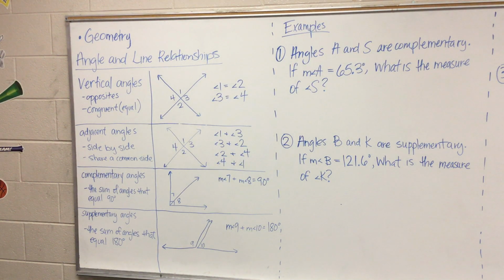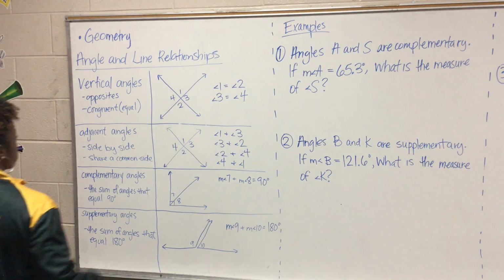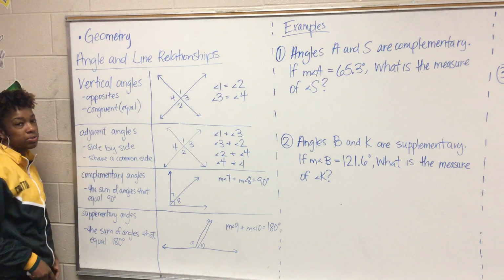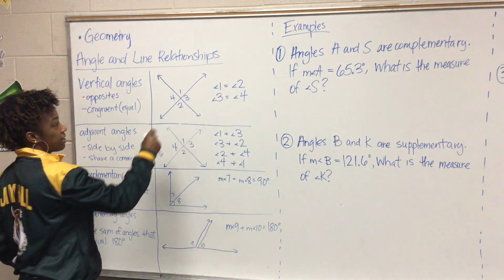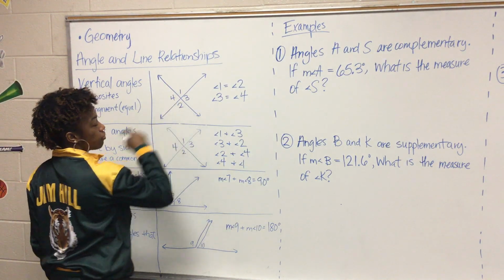Alright? Vertical angles. What that means is that these angles are opposites of each other. They're opposites of each other, which means you have to cross the vertex in order to get to the other angle. Alright? Now, which means they are congruent. If two angles are congruent, they are equal to each other. So here you have angle 1, 2, 3, and 4.